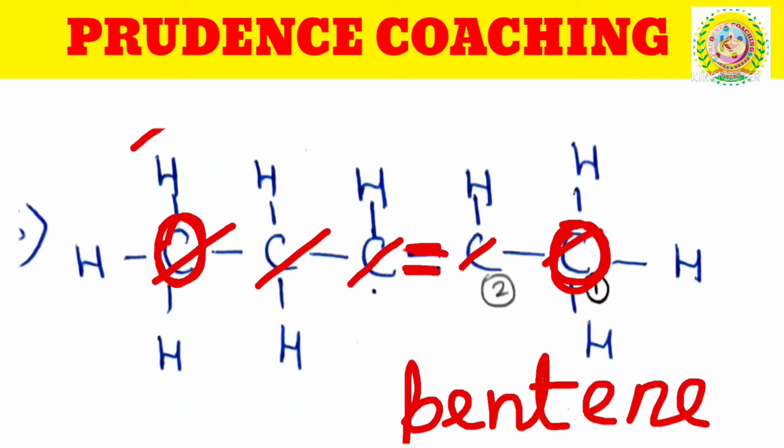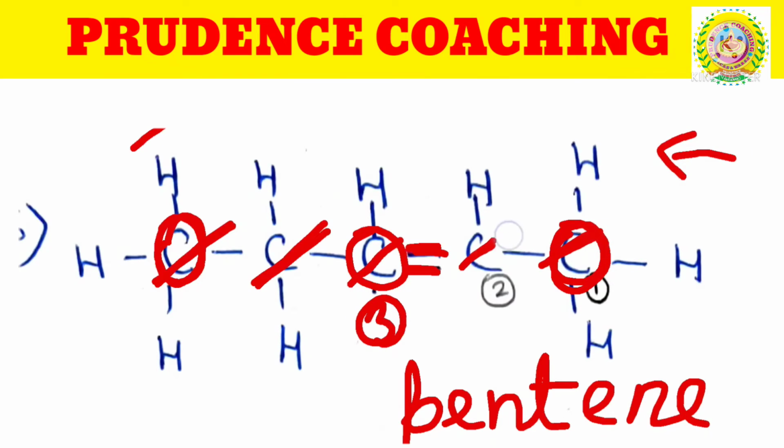If we count from this side, we will get first, second, third, with the third carbon. But if we count from this end, you will get it with 1, 2, the second position carbon. You need to give preference to the smallest distance. So here you will write 2-pentene, or it will be proper if we write pent-2-ene, as it is a double covalent bond here.